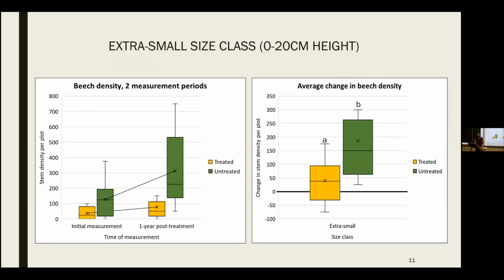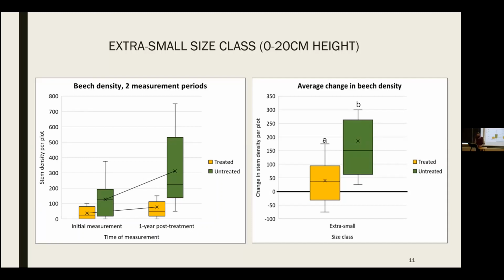As we can see, the line between the means of the treated and the untreated plots have a positive slope. So those are the lines that you see here between the x's on the plots. And this positive slope means that there's an increase in density in both the treated and the untreated plots between the time periods.